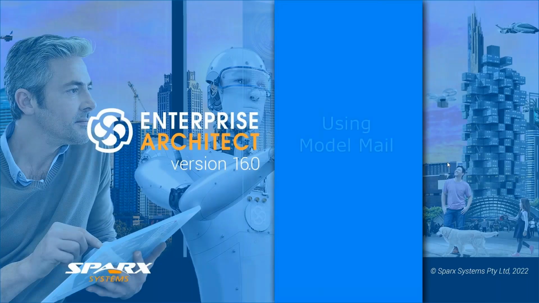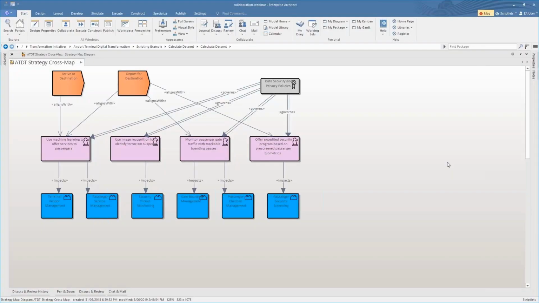So all of these elements fit together, and we're going to step into the role of an executive at this airport and show how some of these collaborative tools might be used in order to make work more collaborative and work better. So using Model Mail, on screen we have a strategy map for our airport digital transformation.